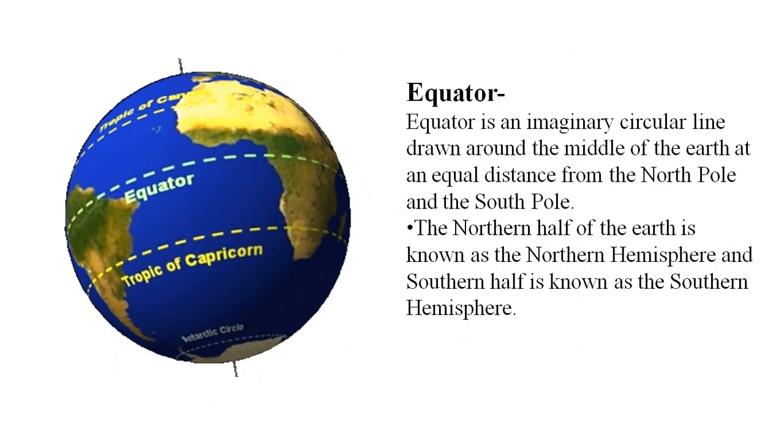Equator is an imaginary circular line drawn around the middle of the earth at an equal distance from the North Pole and the South Pole. It is circular in shape and divides the earth into two equal halves. The northern half of the earth is known as the northern hemisphere and the southern half is known as the southern hemisphere. Therefore, equator is an important imaginary circular line.